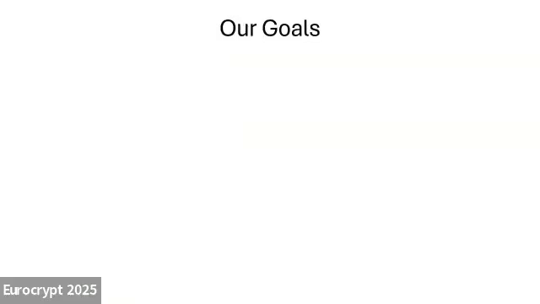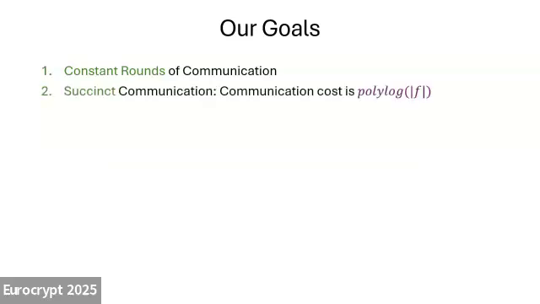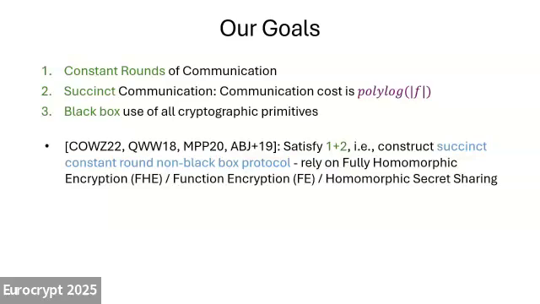Now, in more detail, these are the goals of our work. We want to come up with a protocol which has constant rounds of communication, and communication that is polylog in the size of the function, so that we have a protocol with succinct communication. And finally, we want to make black box use of all cryptographic primitives.